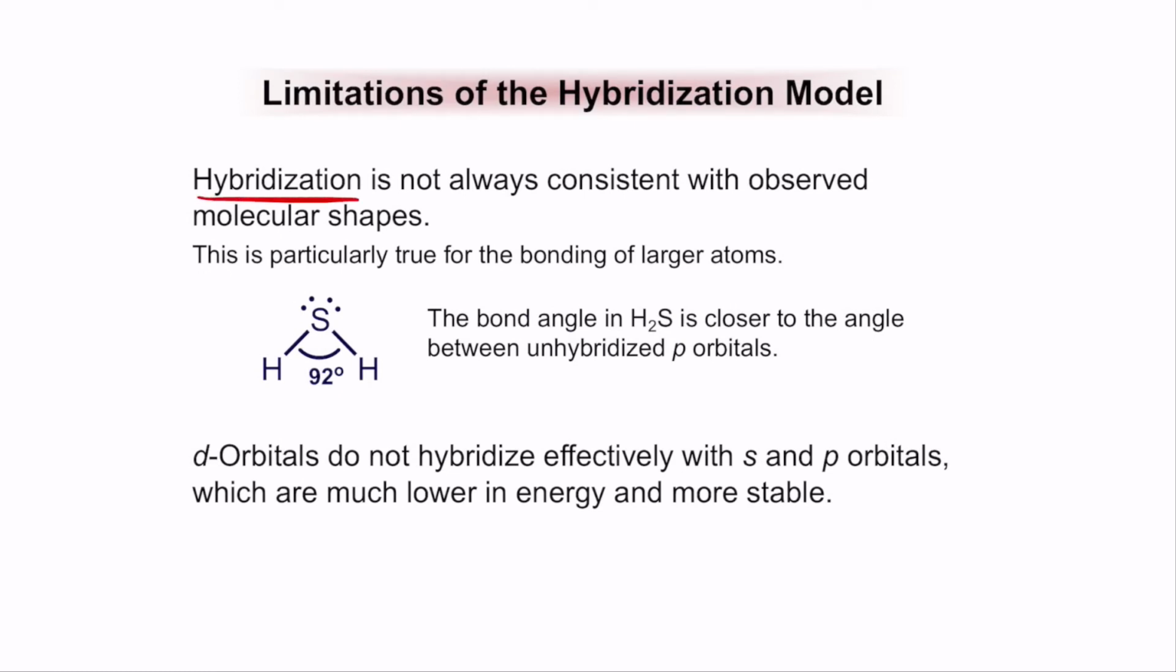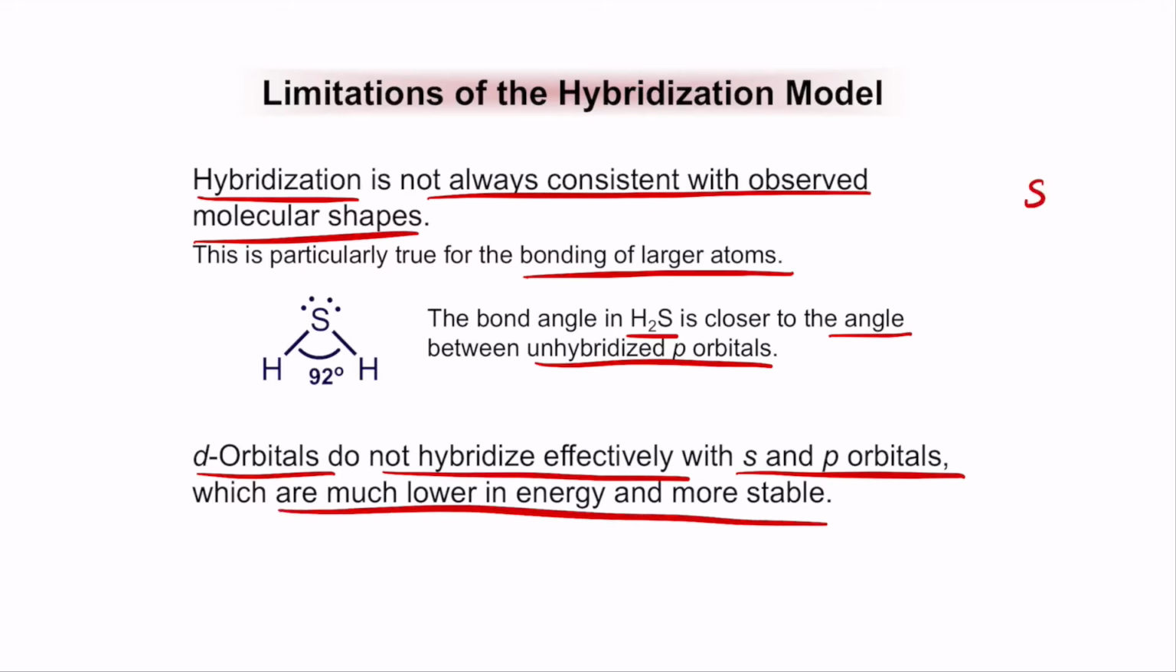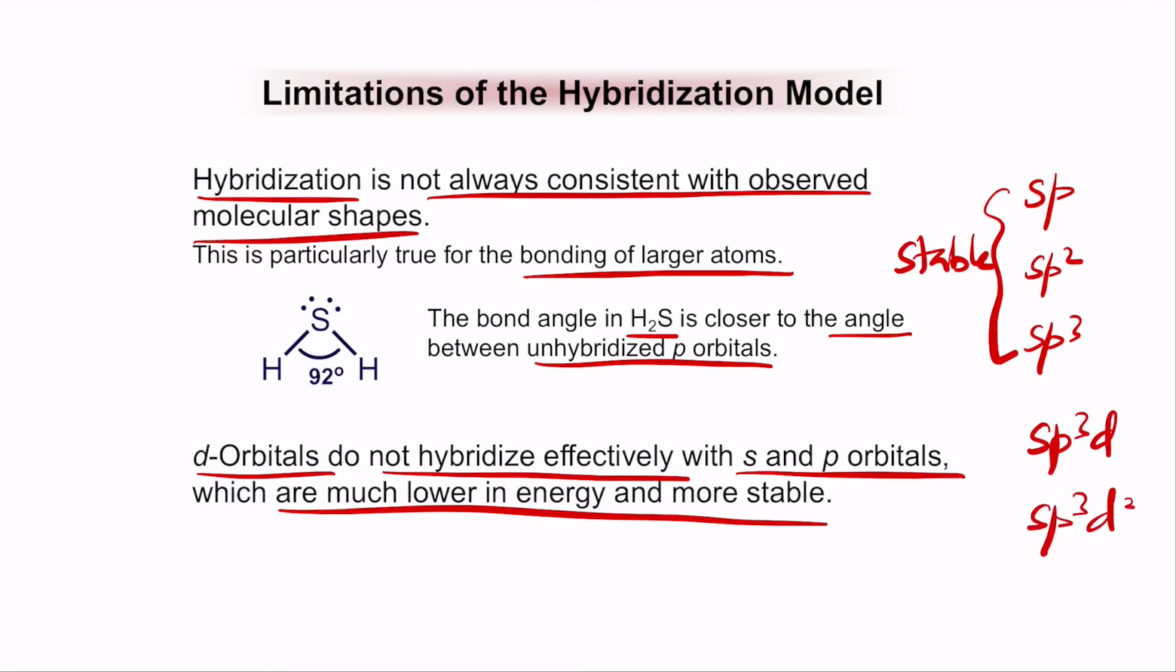Now, this hybridization is not always consistent with the observed molecular shapes. This is particularly true when you have bonding of large atoms. For example, the bond angle in H2S is close to the angle between unhybridized p orbitals. The d orbitals do not hybridize effectively with s and p orbitals, which are of much lower energy and more stable. So it's more stable to have sp, sp2 and sp3, but sp3d and sp3d2 are rather less stable.